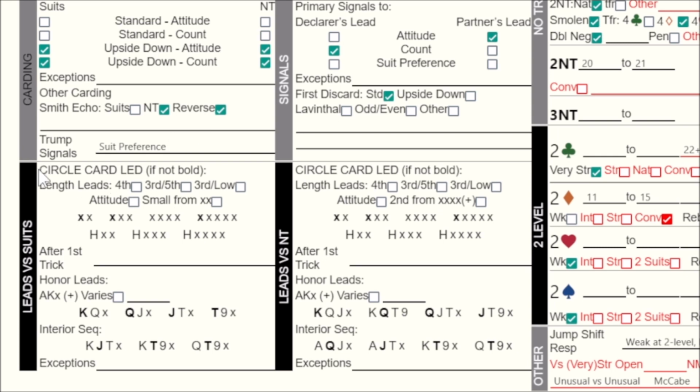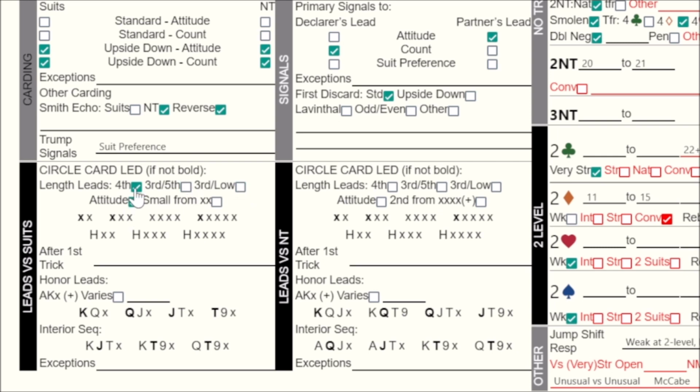All right, now the bottom part is leads. So we differentiate versus suits and versus no trump. So suits, do you play 4th best? Do you play 3rd and 5th? Do you play 3rd and low? Do you lead small from a doubleton here? Do you lead attitude? Attitude means you lead low if you like it, high if you don't. Right? Bottom of something, top of nothing. You can click on attitude and one of these other ones.